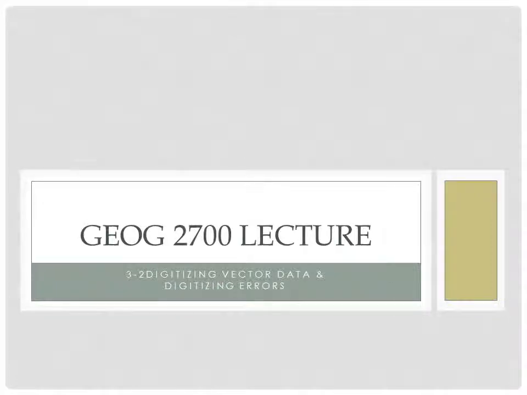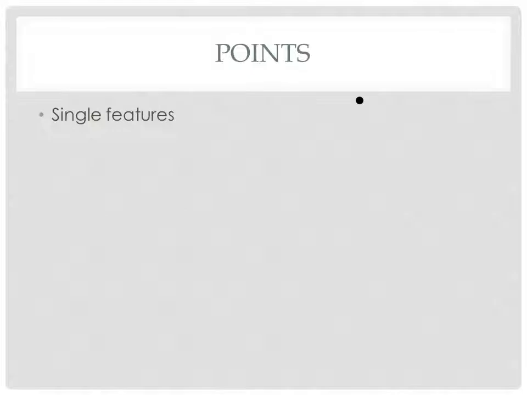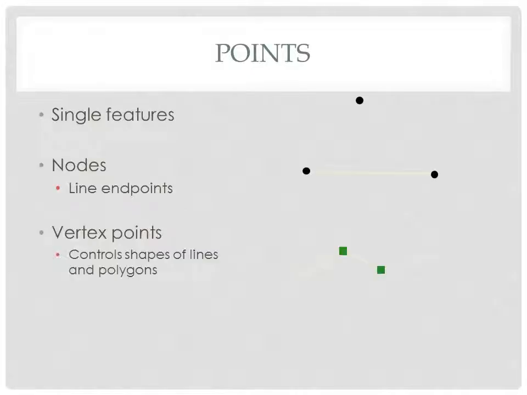In this section, we'll take a look at digitizing vector data and some common digitizing errors. First of all, it's important to be aware of the different types of digitizing where you might encounter points and various other objects. So points are used for single features. That's the only time that you will encounter digitizing a point.